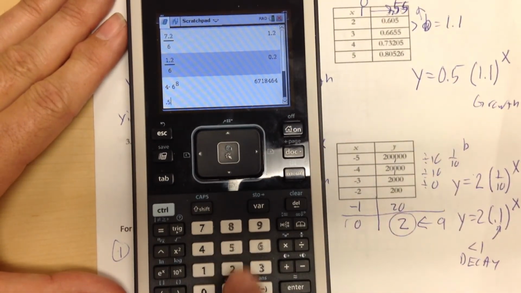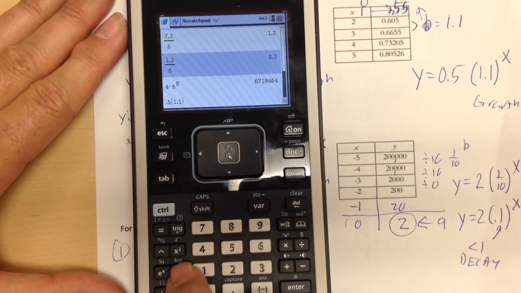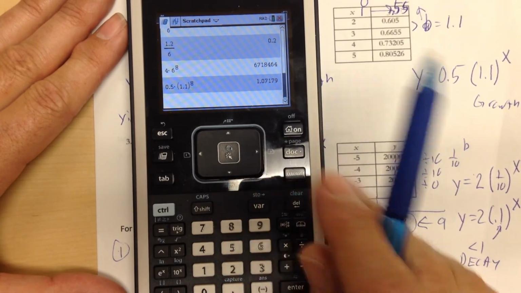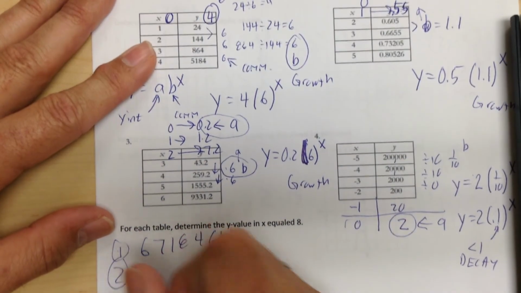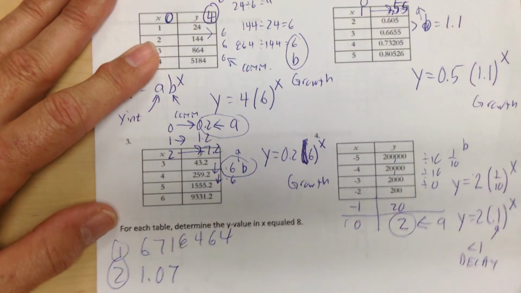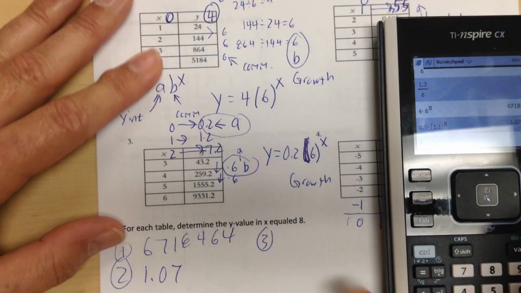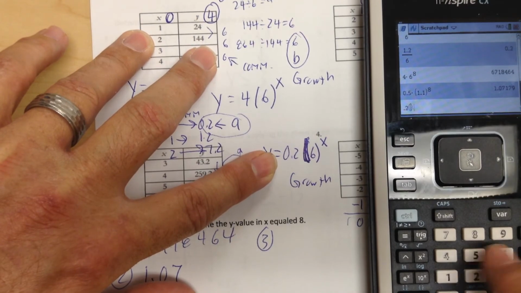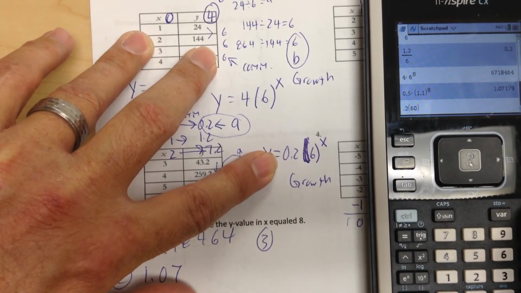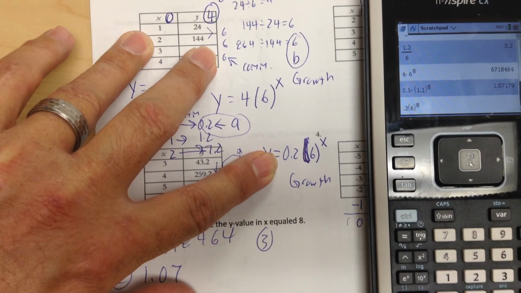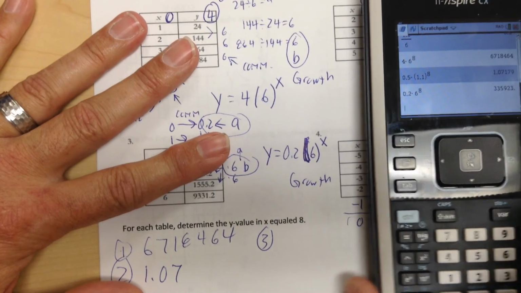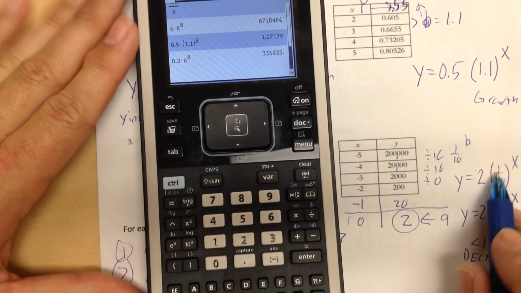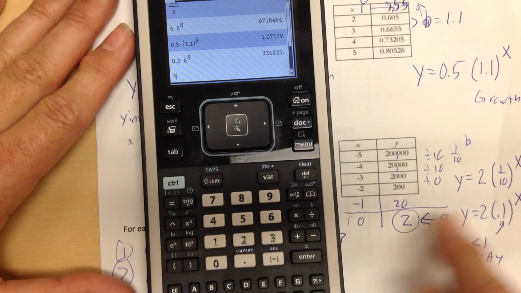Okay, now then we're going to do number 2. I have 0.5 parentheses 1.1 close parentheses, hit the caret button, 8. I got the equation in right, hit enter, and I get 1.07. So number 2 is 1.07, just round it to the hundredth. Number 3, we're going to type in 0.2 parentheses 6 close parentheses, not 60, caret 8, hit enter, and I get 335,923.